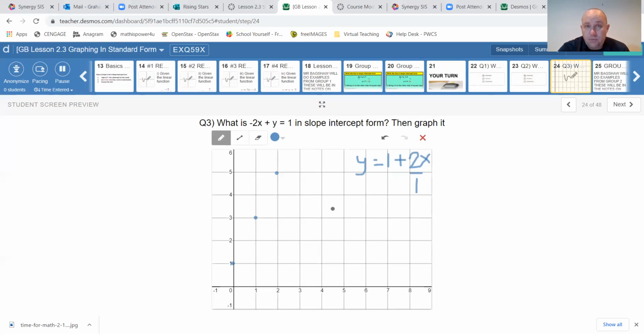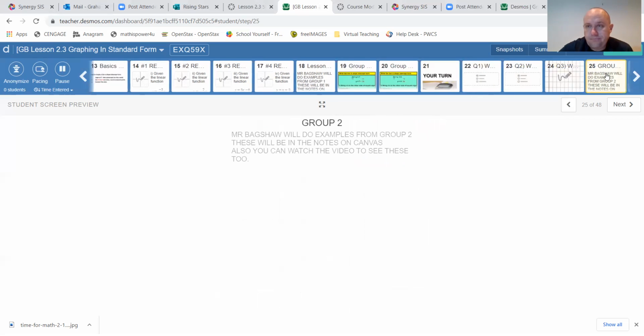So that method, slope-intercept, was really important last lesson, because if it's not in slope-intercept, basically we're going to make it into slope-intercept. So we need to make sure that we know how to do that type of question.